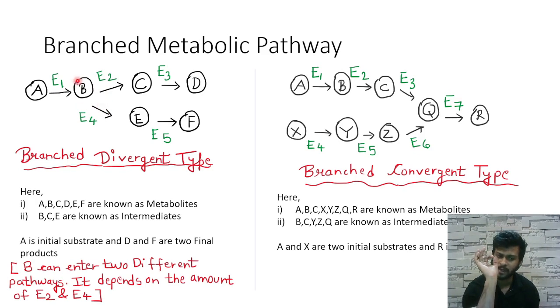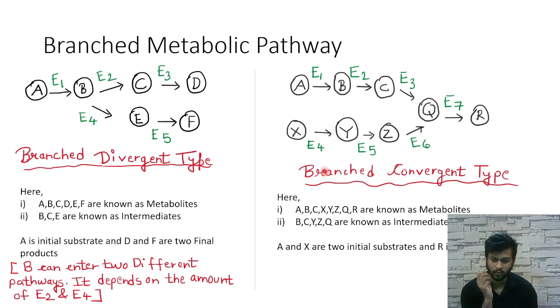If the amount of enzyme E2 is high, B will favor the above metabolic pathway, that is B will get converted into C, C will get converted into D. If the amount of enzyme E4 increases, B will follow the below metabolic pathway, B will get converted into E, E will get converted into F. And if we look at the metabolites, A, B, C, D, E, F are known as metabolites. And except initial substrate and final products, that is except A, D and F, whatever is left, that is B, C, E, will be known as intermediates.